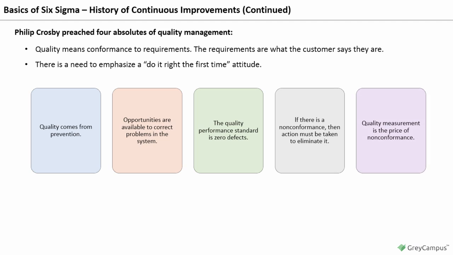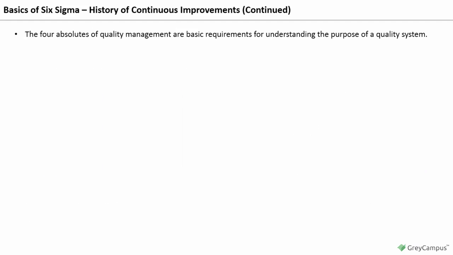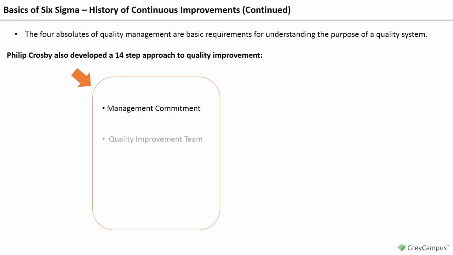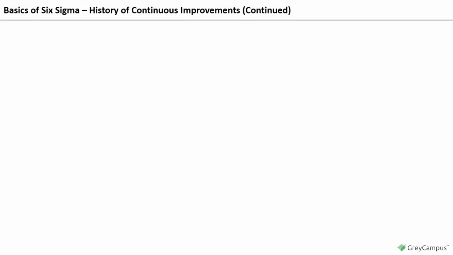Quality measurement is the price of non-conformance. A measurement of quality is needed to get management's attention, prioritize problems, correct problems, and to measure progress. The 4 absolutes of quality management are basic requirements for understanding the purpose of a quality system. Philip Crosby also developed a 14-step approach to quality improvement: management commitment, quality improvement team, measurements, cost of quality, quality awareness, corrective action, 0 defects planning.